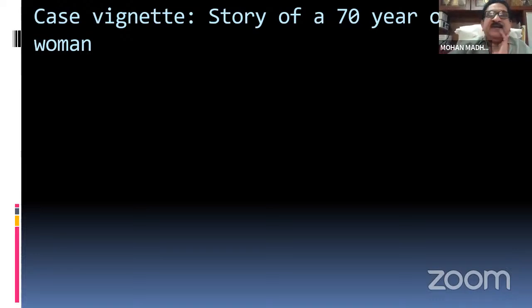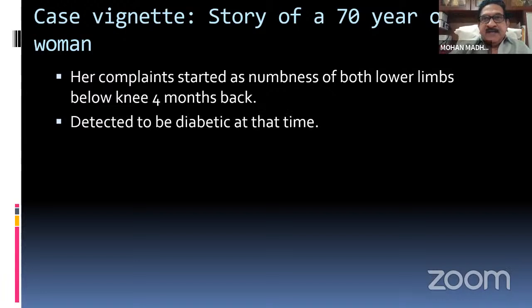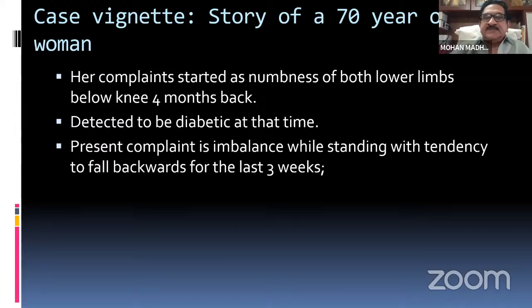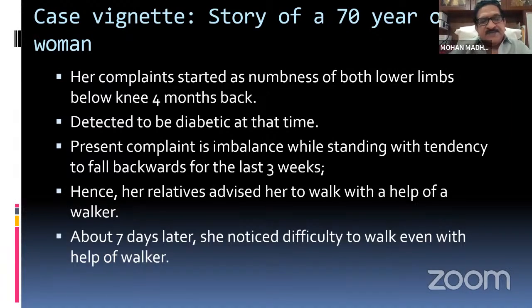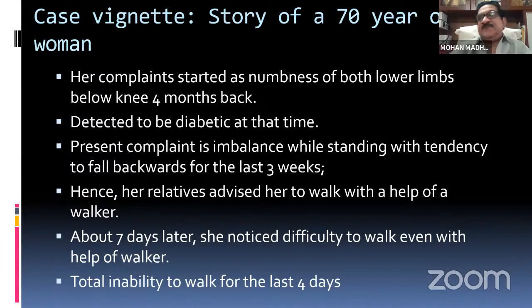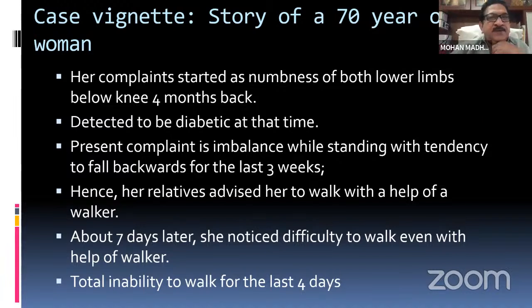Now, I've got a really good case. The story of a 70-year-old woman. Her complaint started as numbness of both lower limbs below the knee for the last 4 months. She was treated as diabetic at that time, though we don't know whether she had been diabetic earlier. The present complaint is imbalance while standing with a tendency to fall backward for the last 3 weeks. Hence, her relatives advised her to walk with the help of a walker. About 7 days later, she noticed difficulty walking even with the help of a walker, and total inability to walk for the last 4 hours.